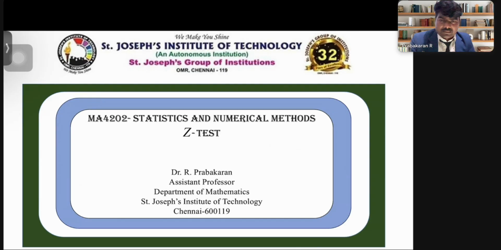So today's session is going to be on Z-test. Before entering that, we'll see some of the basic things, and then there are three major parts under Z-test. We'll see them one by one.